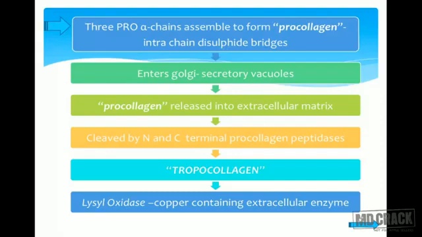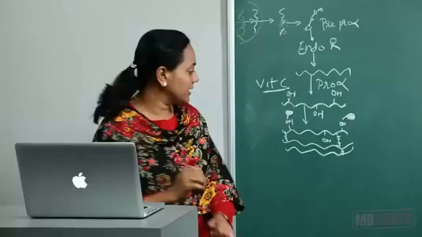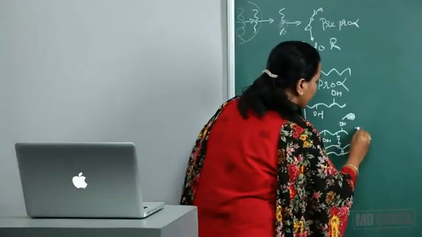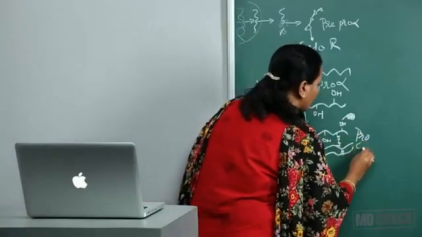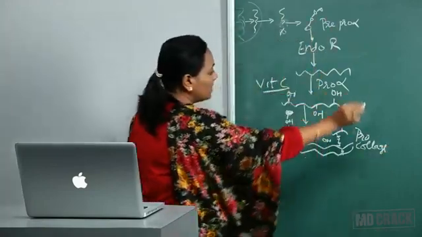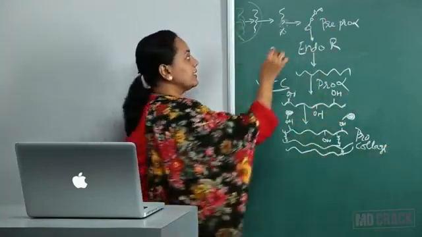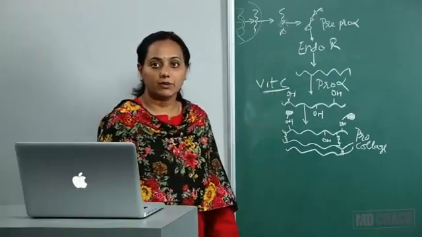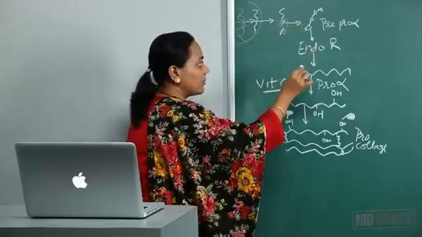Now this is called pro-collagen. Pro-collagen is where the pro-alpha chains have come together. We call it a pro-collagen. This whole thing is taking place in the endoplasmic reticulum.